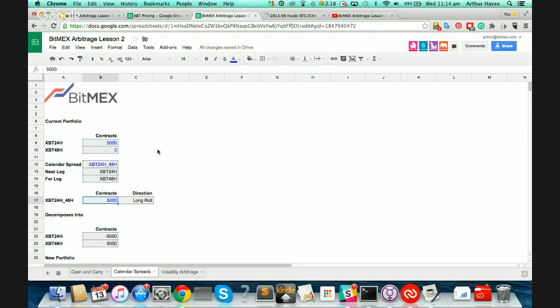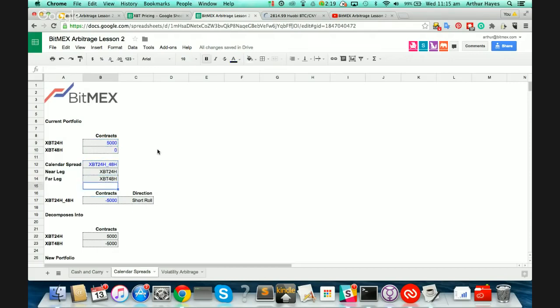Now let's say we go the opposite direction and we want to short roll. Now we are selling 5,000 contracts of the far leg and buying 5,000 contracts of the near leg. Now, our initial position is 5,000 contracts of the near leg or the daily contract. We want to be long 5,000 contracts of the 2-day contract because when the 1-day contract expires, we want to still have a position in futures contracts.